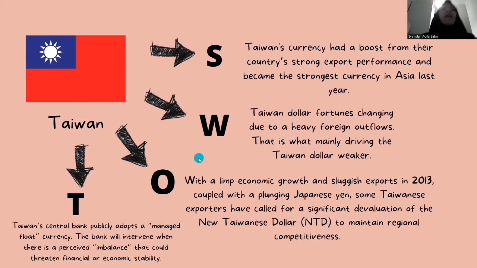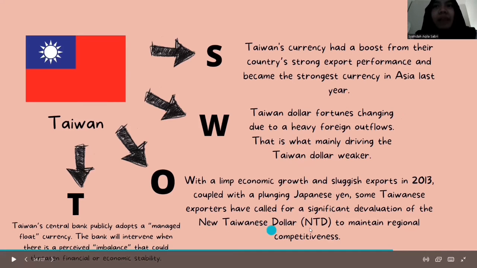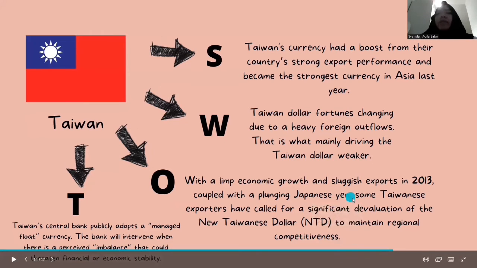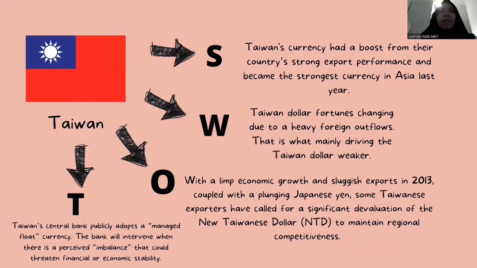Now dia punya opportunity pula with the lame economic growth and sluggish exports in 2013, coupled with plunging Japanese yen, some Taiwanese exporters have called for a significant devaluation of the new NTD to maintain regional competitiveness. Macam mana nak cakap kalau macam Taiwan dia ada buat business juga dengan, jadi invest juga with Japan pun ada invest juga in Taiwan. So benda tu macam buat dia jadi a part of being competitive lah in the foreign direct investment dengan adanya Japan punya help tadi.